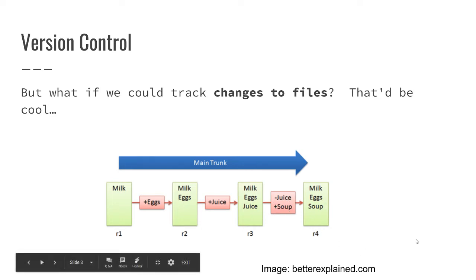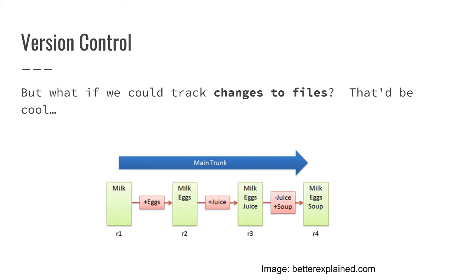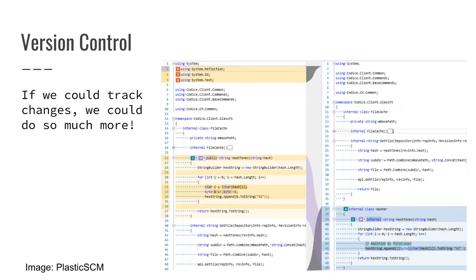So if we could do this, if we could track changes to these files, then we have an idea of what those files looked like at any point in our history. We can see what changes happened. We can make sure that we can go back to good versions of our files if something goes wrong. And there's a whole lot more you can do by tracking changes.